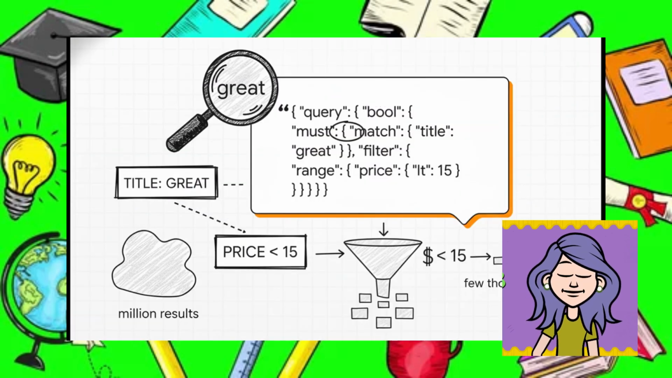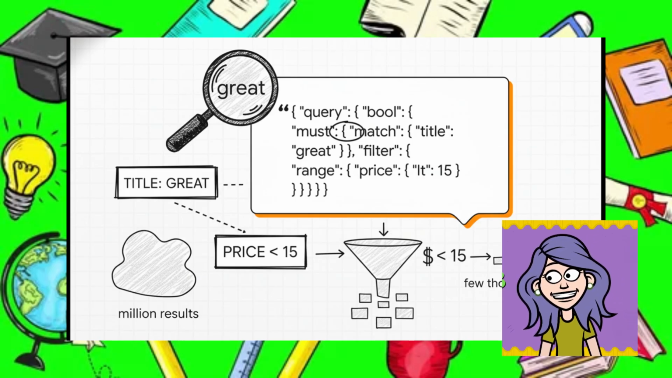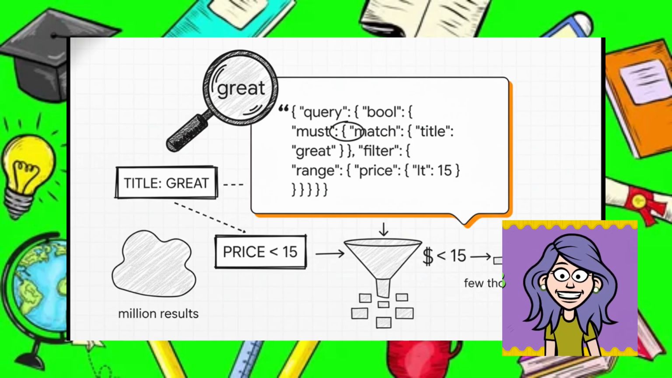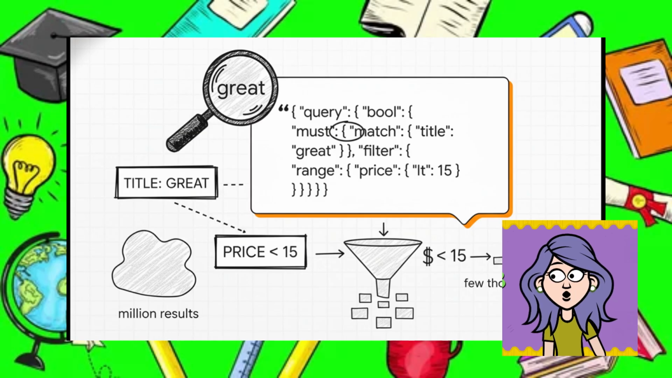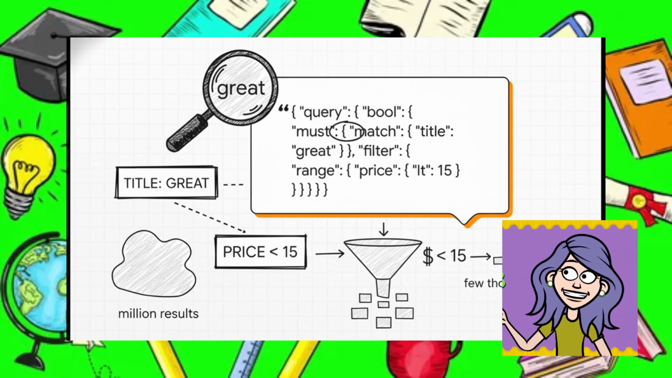And here's a perfect example of what that looks like in practice. This query is actually asking for two things at the same time. First, it says the title must contain the word great, and then second, we apply a hard filter. The price has to be less than 15. And just like that, our million results might get whittled down to just a few thousand.